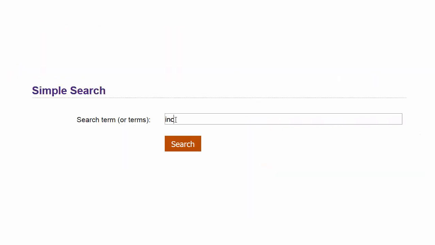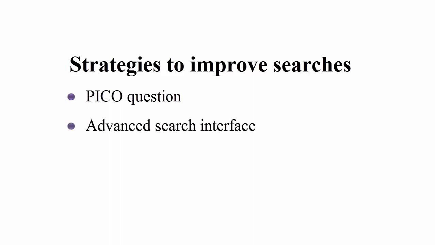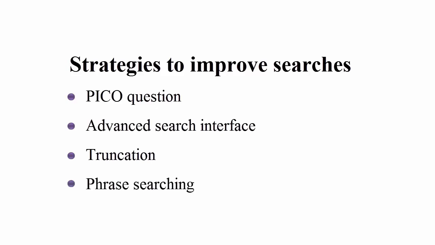If users type any non-English characters into free text fields on PEDro, they will now receive an error message reminding them to use English terms. We will now move on to some strategies to improve the effectiveness of your searches. These include using more elements of your PICO question, the advanced search interface, truncation, and phrase searching.